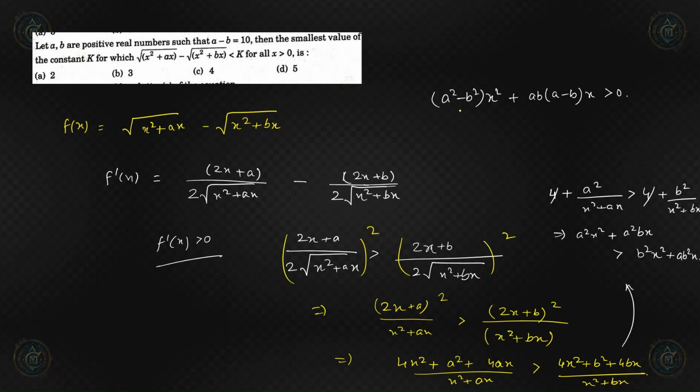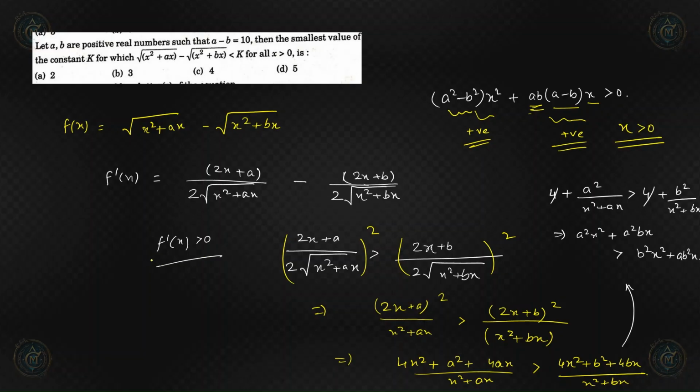Now see this thing, a square minus b square is what? a minus b is positive, right? So a minus b times a plus b will also be positive, right? So this term is positive, x squared is positive, so this is positive. ab is positive, right? a is positive as well as b is positive, so ab is positive. a minus b is positive, x is positive, so this term is also positive, right? So this inequality is valid for all x greater than 0, right? So for all x greater than 0, this f dash x must be positive. That means f should be increasing.